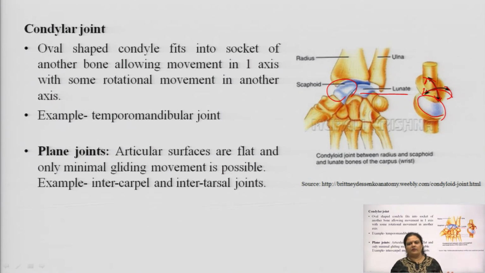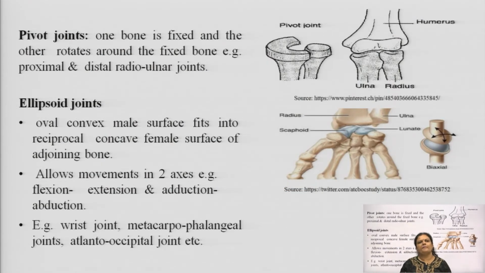Okay. I hope you remember the intercarpal and intertarsal bones, which are there in our palm, just below the phalanges area. Now, coming to the pivot joint, what happens in the pivot joint? Remember students, one bone is fixed at its position, no movement is seen in that bone, and the other bone has the freedom of rotation around the fixed bone, and its example is the proximal and distal radio-ulnar joint.